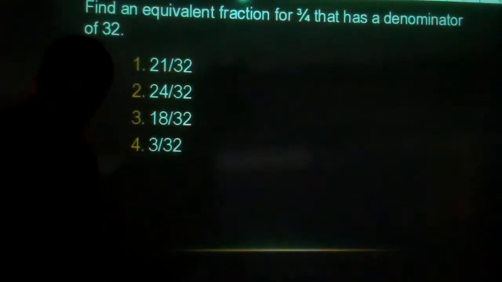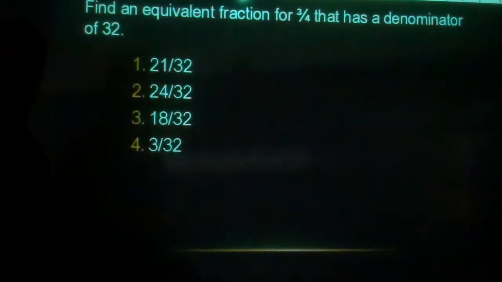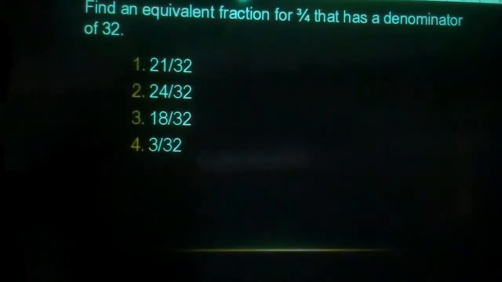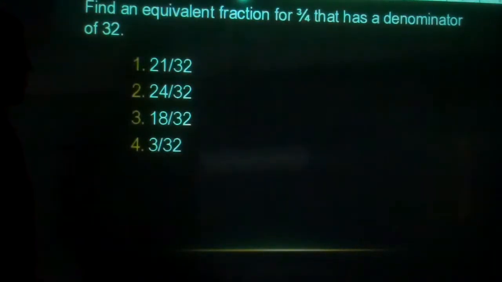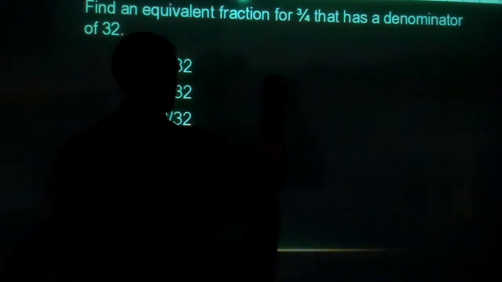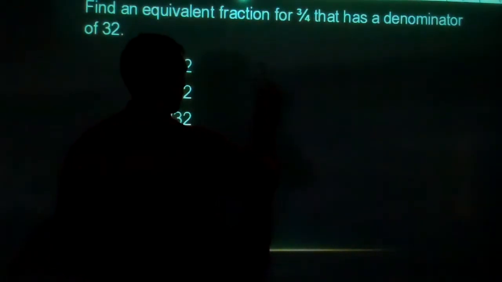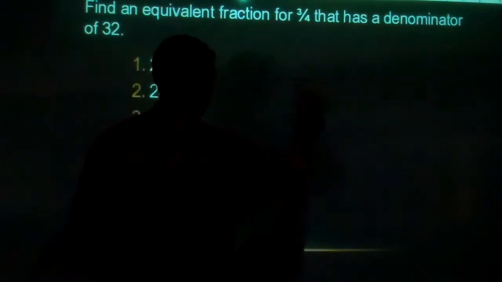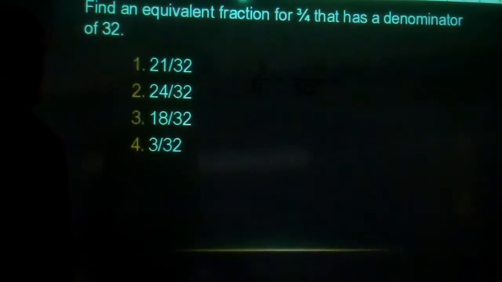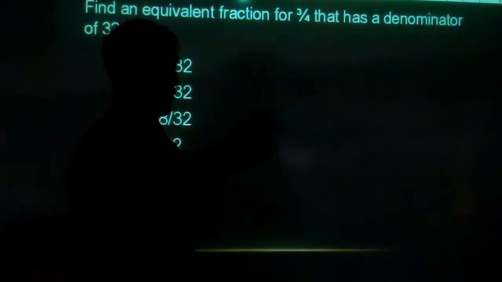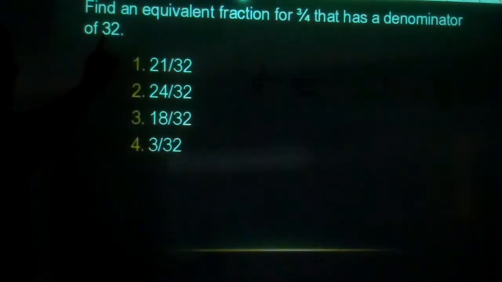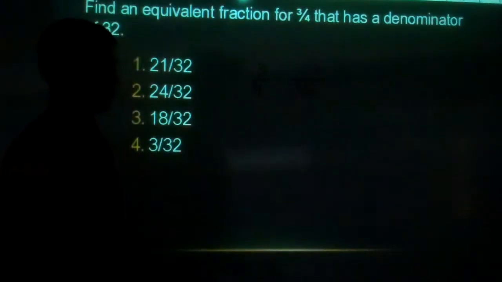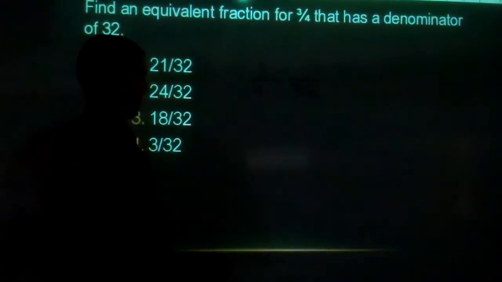Our first example here, I apologize about the dark screen. Find an equivalent fraction for 3/4 that has a denominator of 32. So the first thing we want to do is write down 3/4. I'll try to remember to use a brighter screen next time. But we want to get from 4 to 32. How do we do that? We wanted a denominator of 32, but a fraction equivalent to 3/4.